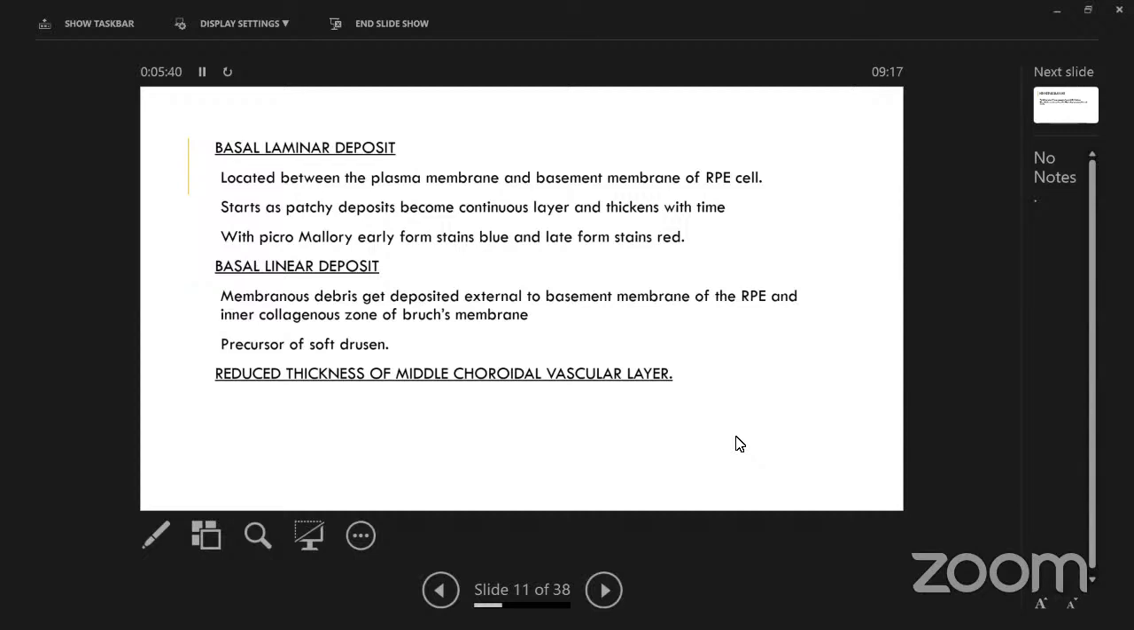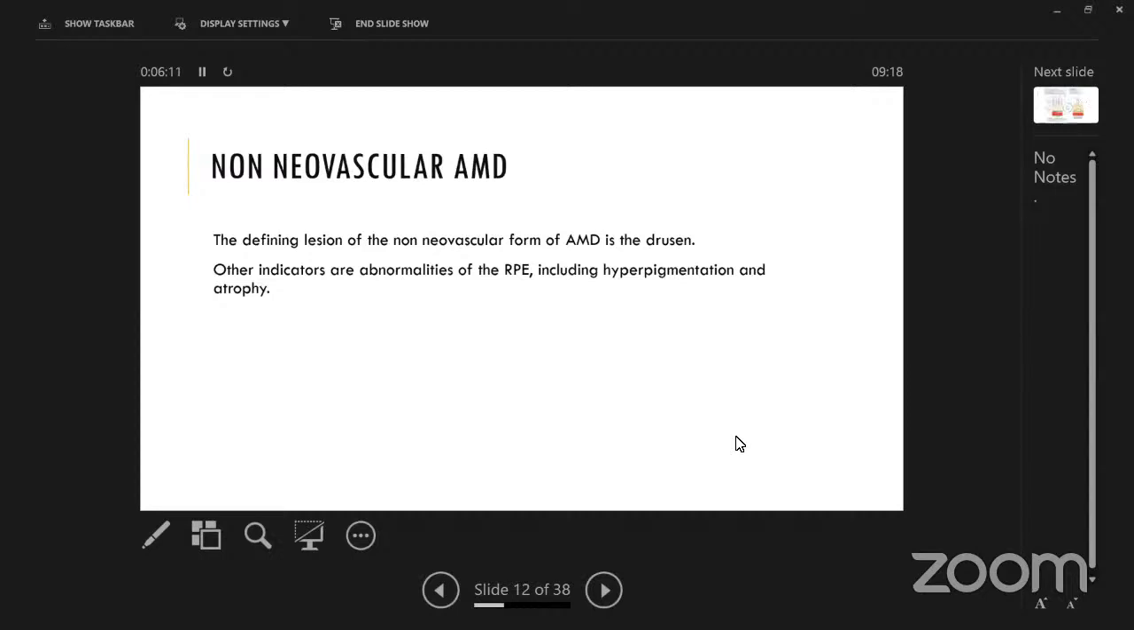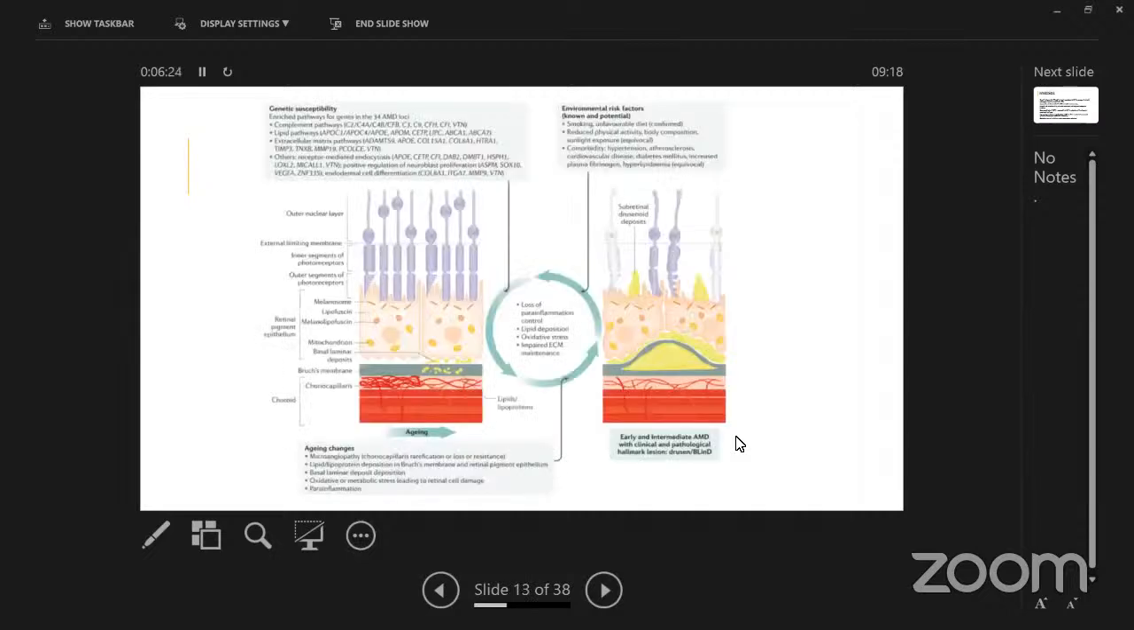The two deposits that are seen include the basal laminar and the basal linear deposits. The basal laminar deposits are located between the plasma membrane and the basement membrane of the RPE cell. It starts as patchy deposits, becomes a continuous layer, and thickens with time. The basal linear deposits are seen external to the basement membrane of the RPE and the inner collagenous zone of the Bruch's membrane, and these are the precursor of soft drusen. There is also an associated reduced thickness of the middle choroidal vascular layer. So in non-neovascular AMD, the defining lesion is the drusen, and other indicators are abnormalities of the RPE, including hyperpigmentation and atrophy. So this picture sums up the entire pathogenesis behind AMD.